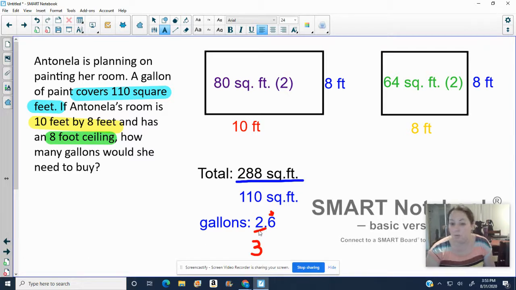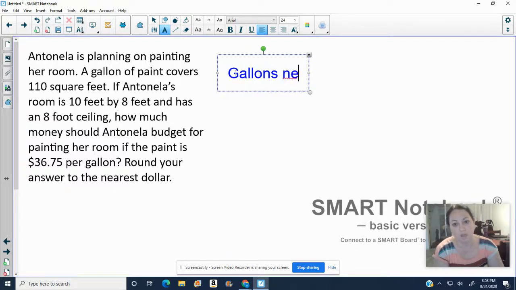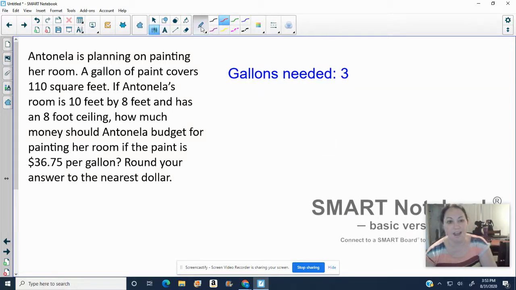Buying 2 gallons won't be enough, so we've got to go ahead and buy 3. So if I know that the gallons needed is 3, I need to figure out the cost. Even though it gave me all the dimensions and all that fun stuff again, I don't really need any of the dimensions. All I'm really needing to know is how much a gallon of paint costs. So we are going to take a look.